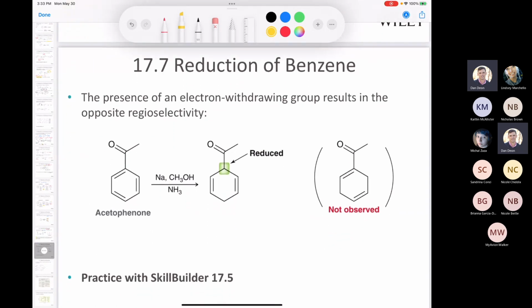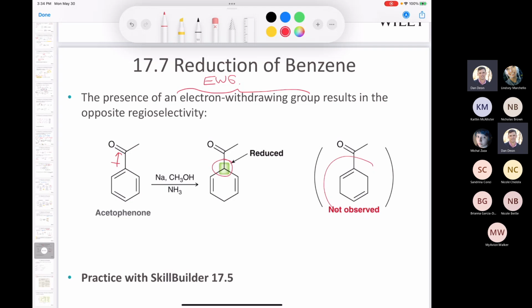Well, an electron withdrawing group is going to do the converse of an electron donating group. It's going to withdraw electron density away from the ring, and therefore that carbon, the one that has the electron withdrawing group on it, is going to be reduced. Why? Because the electron withdrawing group is going to stabilize the intermediate anion that's formed along the way. And so we wouldn't get any of this compound.